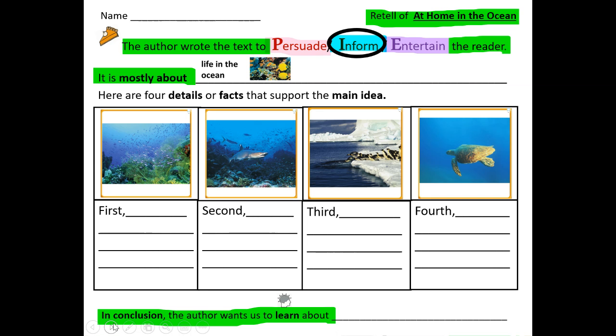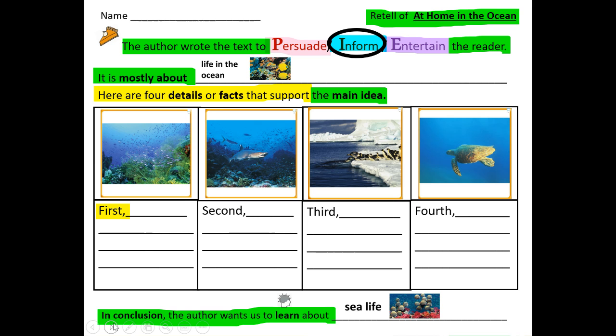In conclusion, the author wants us to learn about, so our conclusion is related to the main idea, and that's why we're talking about it now. So in conclusion, the author wants us to learn about sea life or life in the ocean, and it's mostly about life in the ocean. So here are 4 details or facts that support the main idea, what it's mostly about. The details give us more information.